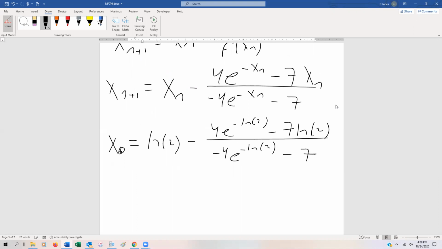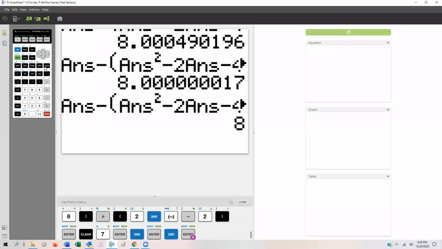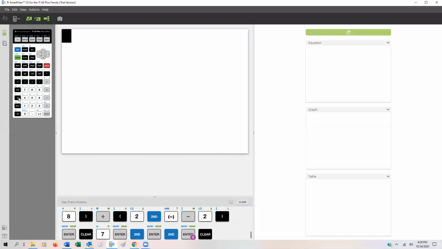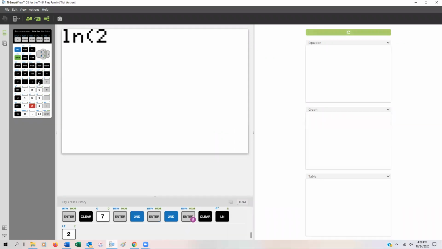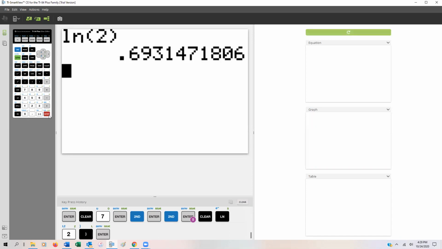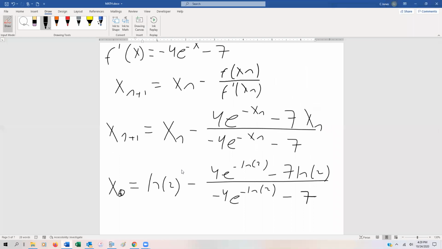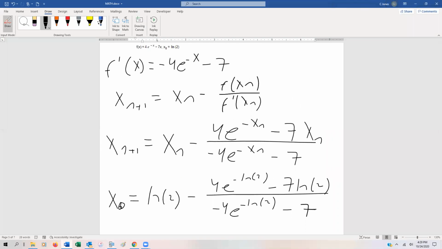All right, so let's go into our calculator and let's use that trick that I showed you. So I'm going to clear this out. I'm just going to type in ln of 2, and I'm going to hit enter. All right, now ln of 2 is stored in ans. Okay, so now all I have to do is just type in this formula, except I'm going to use ans wherever I see ln of 2.